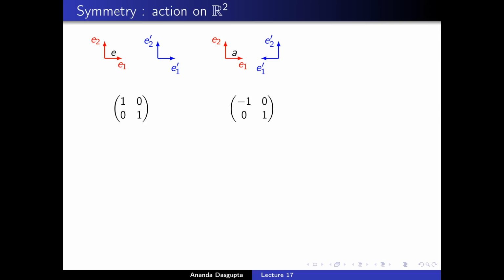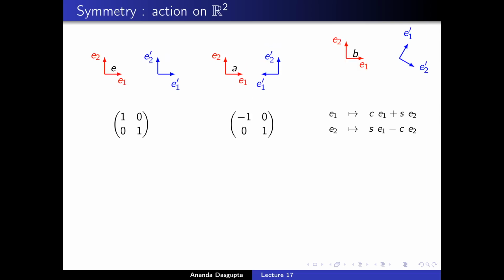Slightly more non-trivial than this is the action of small b, a reflection through another median which makes an angle of 30 degrees with the vector E1. So, when you reflect E1 in that, it flips over and turns through a total of 60 degrees and essentially becomes a combination of E1 and E2. This particular combination is cosine 60 degrees E1 plus sine 60 degrees E2.